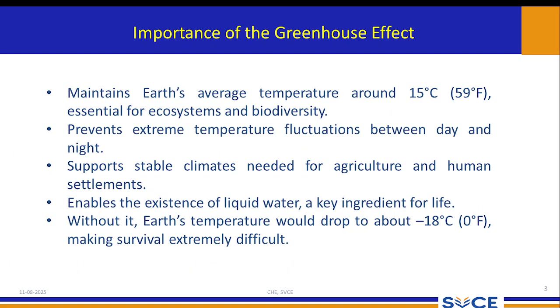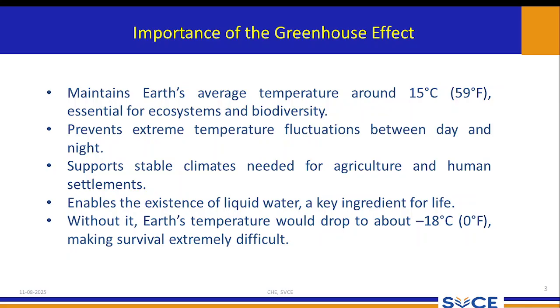The importance of the greenhouse effect: it maintains the Earth's average temperature around 15 degrees Celsius, essential for ecosystem and biodiversity. The temperature is 15 degrees Celsius. It prevents extreme temperature fluctuation between day and night.